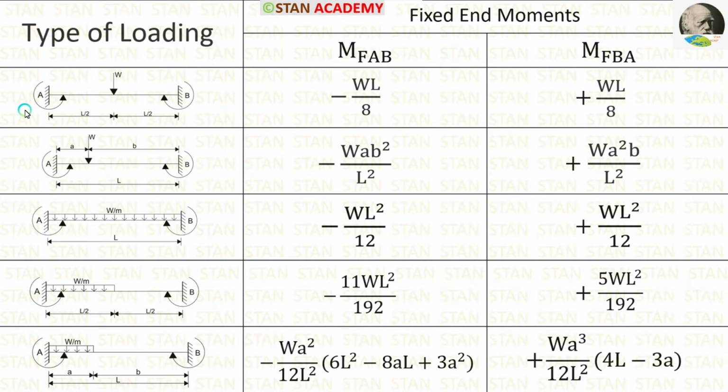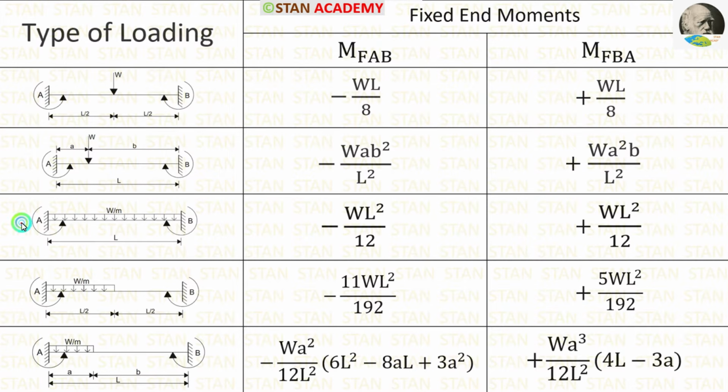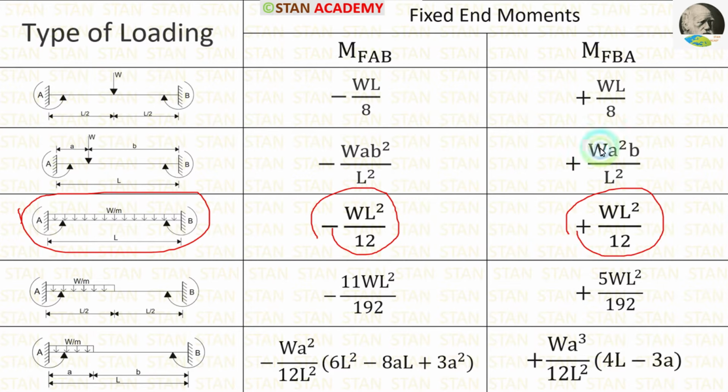In the span AB, there is a point load acting on the center, so we have to select this condition. The formulas are minus WL upon 8 and positive WL upon 8. In the span BC, there is UDL acting for the full span, so we have to select this condition. The formulas are minus WL square upon 12 and positive WL square upon 12.